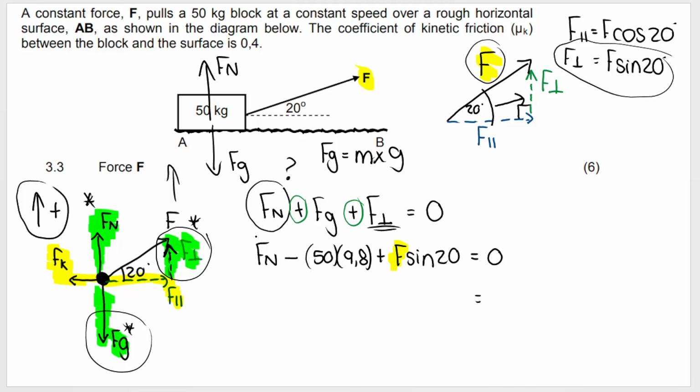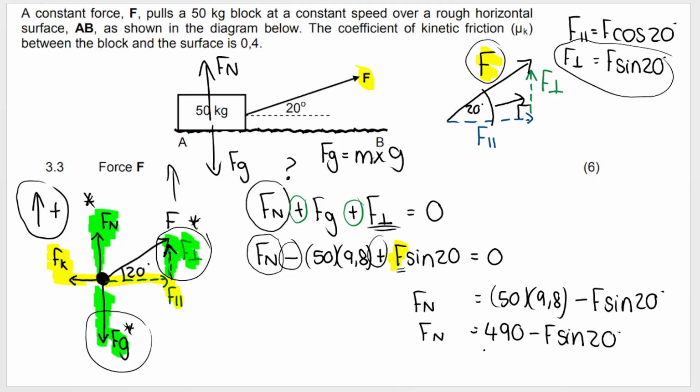So what I'm trying to work out is what Fn is. It doesn't matter that there's another variable in here. Fn stays on the one side of the equation. I'm going to take this negative 50 times 9.8 over, so it's going to be positive 50 times 9.8. See, it was negative, it becomes positive, and this was a positive, it becomes negative F sin 20. Simplify that. Fn is equal to 490 minus F sin 20. So this over here is an expression that is equal to Fn.